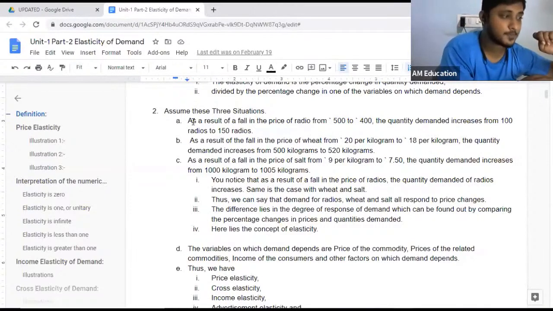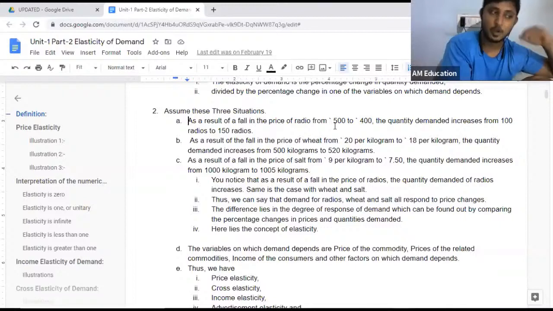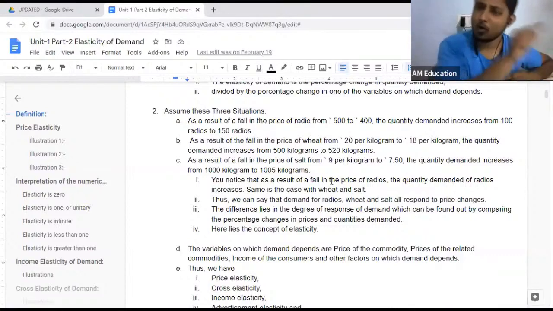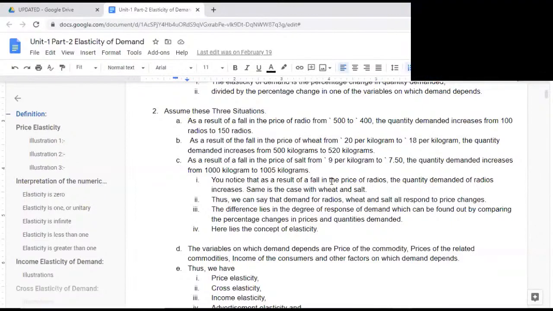Assume these three situations. As a result of fall in price of the radio from 500 to 400, the quantity demanded increases from 100 radios to 150 radios. The second situation, as a result of the fall in price of wheat from 20 rupees per kilogram to 18 per kilogram, the quantity demanded increases from 500 kilograms to 520 kilograms. Now there's a third situation. As a result of fall in price of salt from 9 per kilogram to 7.5 per kilogram, the quantity demanded increases from 1000 kilograms to 1005 kilograms. So in all the three situations, the law of demand is perfectly working or not? Working, sir. Perfectly working, right?